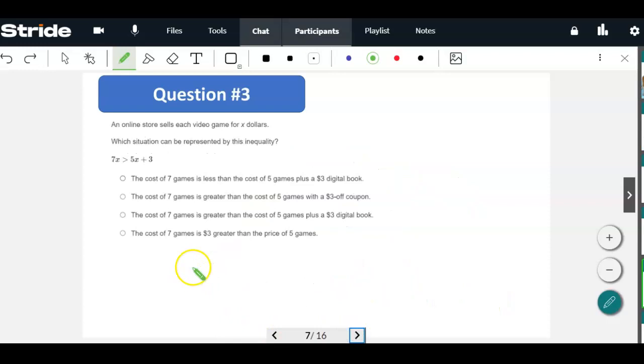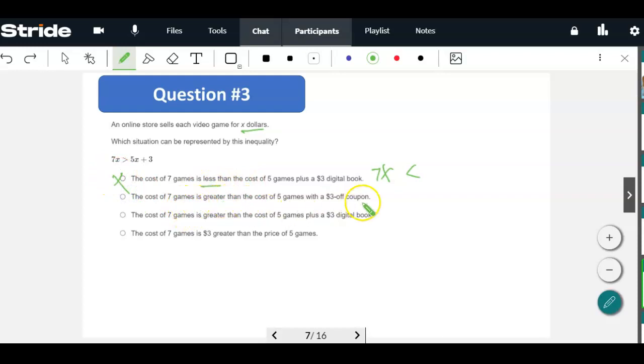All right, next. An online store sells each video game for X dollars. Which situation can be represented by this inequality? So it says this one, the 7 games, is less than the cost of 5 games plus a digital book. So each game is X dollars, so this would say 7 games times X dollars is less than. Okay, so there you go. That's the wrong sign because it says less than.